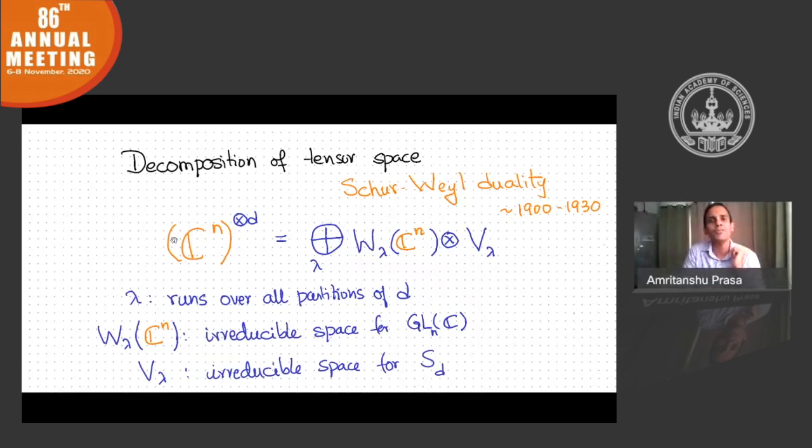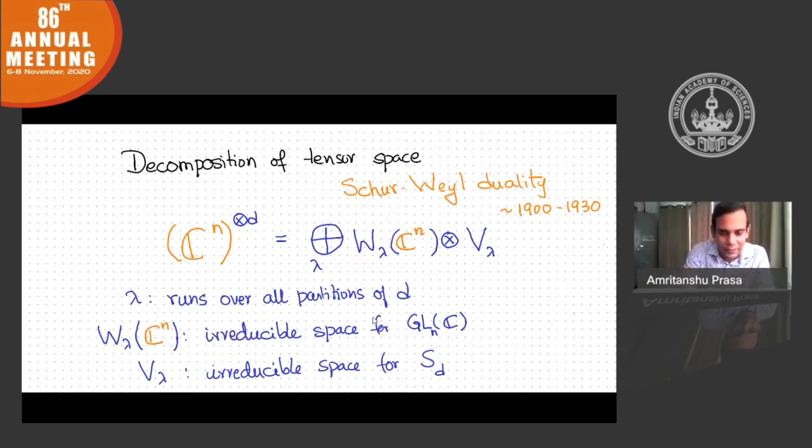A partition of 3 is a way to break 3 up into smaller numbers. So 3 has 3 partitions, namely 3 is 3 itself, or 3 can be written as 2 plus 1. We will not distinguish between 2 plus 1 and 1 plus 2. It's the same way of breaking up 3 into 2 parts. And then 3 can be written as 1 plus 1 plus 1. So there are 3 partitions of 3.